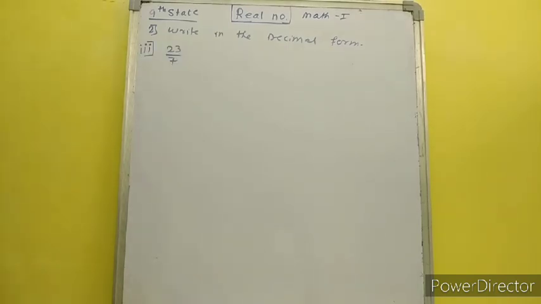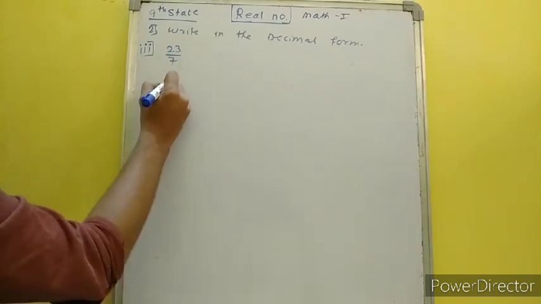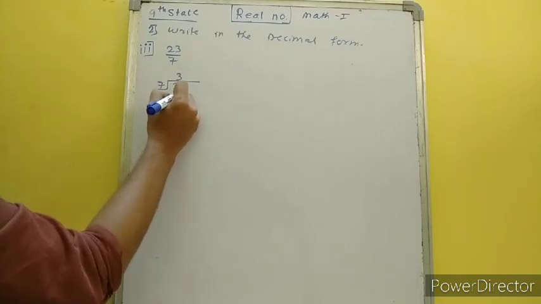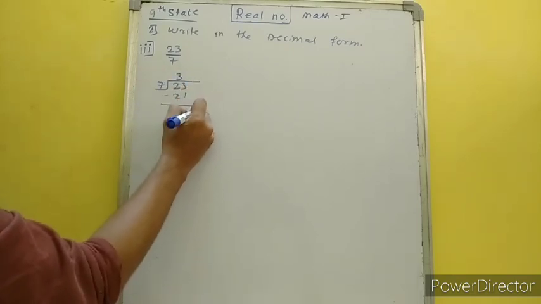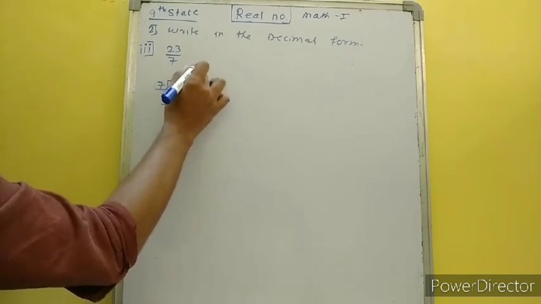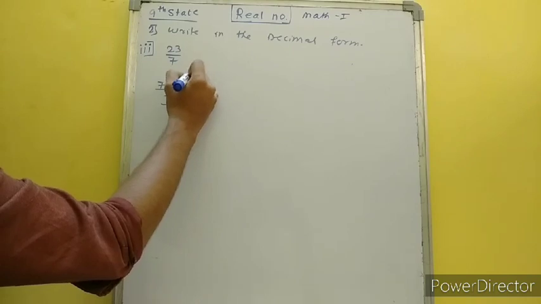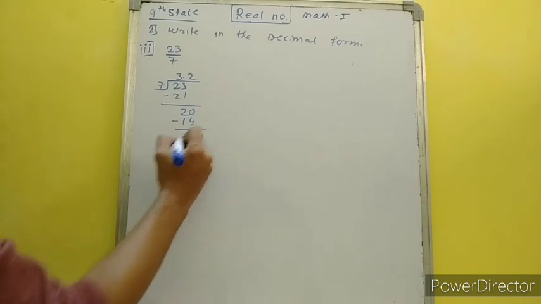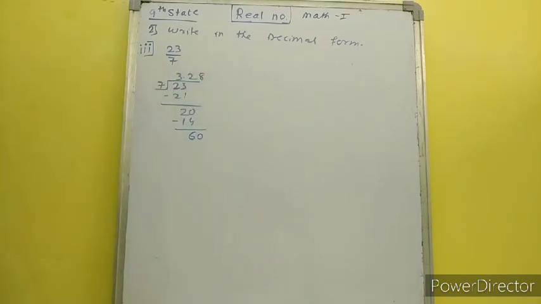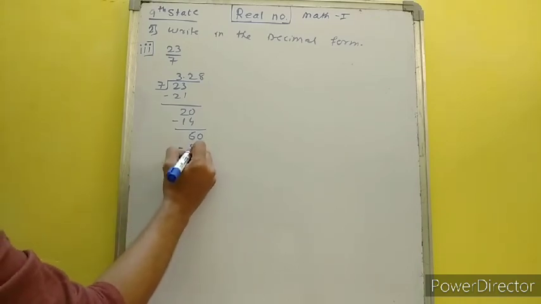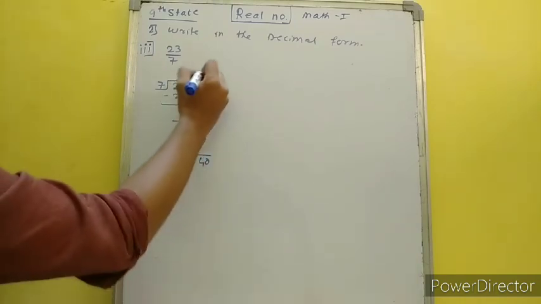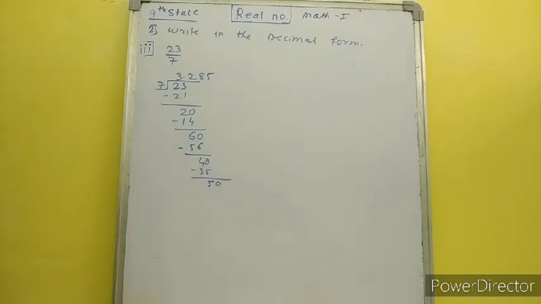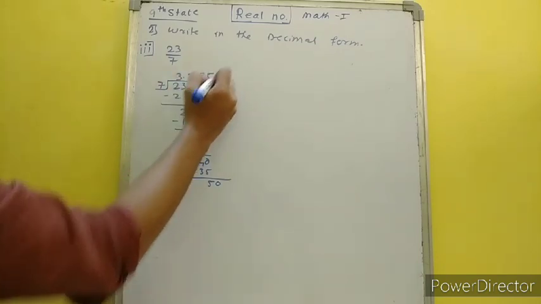Okay, now we have 23 upon 7. So 23 divided by 7. 7 3s are 21. We take 0 and continue. 7 2s are 14. So we have 6. 7 8s are 56. Taking 4, 7 5s are 35, now we have 5. 7 7s are 49.